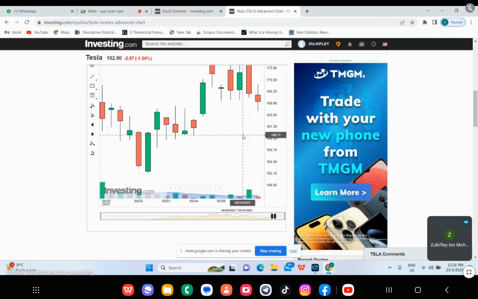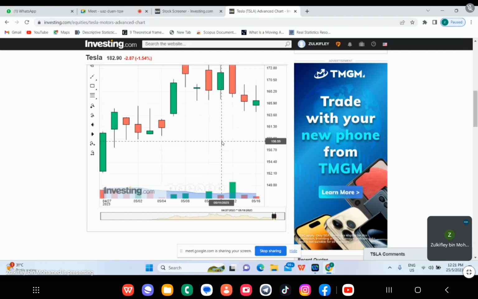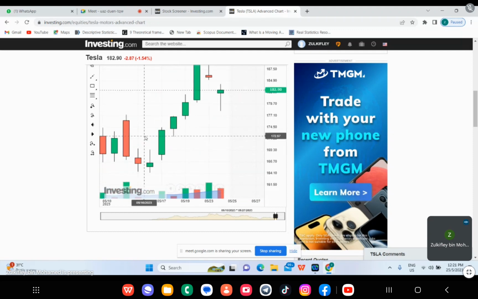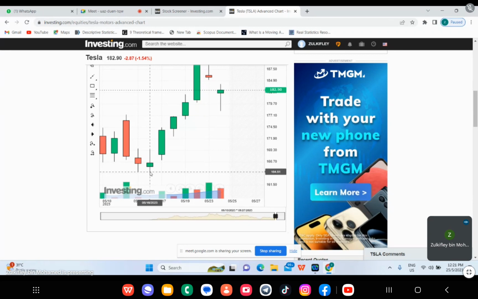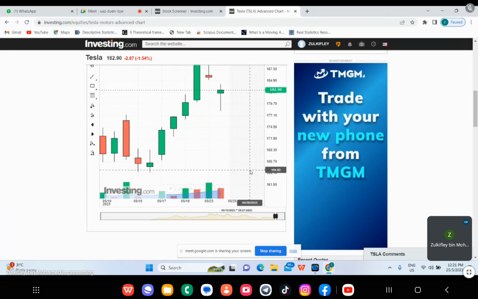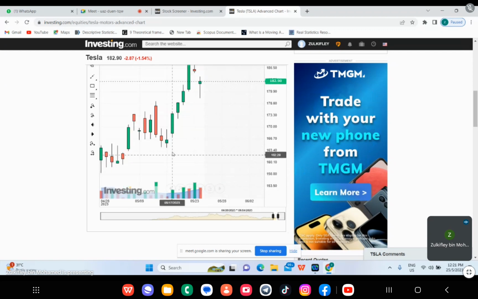Jadi, jika you nak beli saham, tempat yang terbaik nak beli saham ni, you tunggu harga tu jatuh kat sini. Jatuh ke 164.51, sebab ini harga terendah. 164.37. Bila harga saham tu jatuh kat sini, awak beli. Sure dia akan naik balik, sebab ini dah harga terendah.